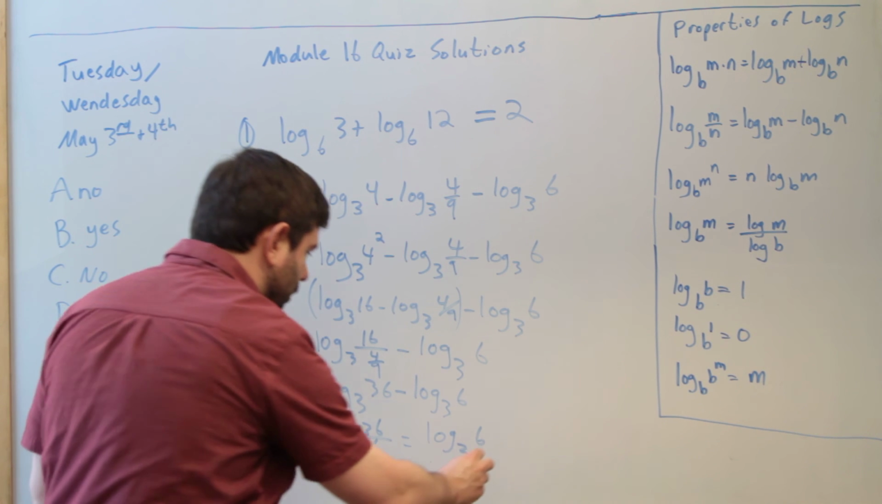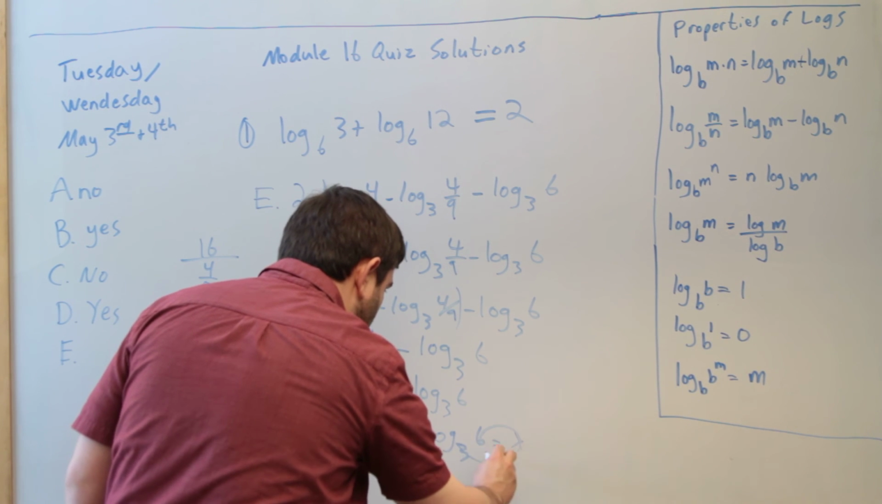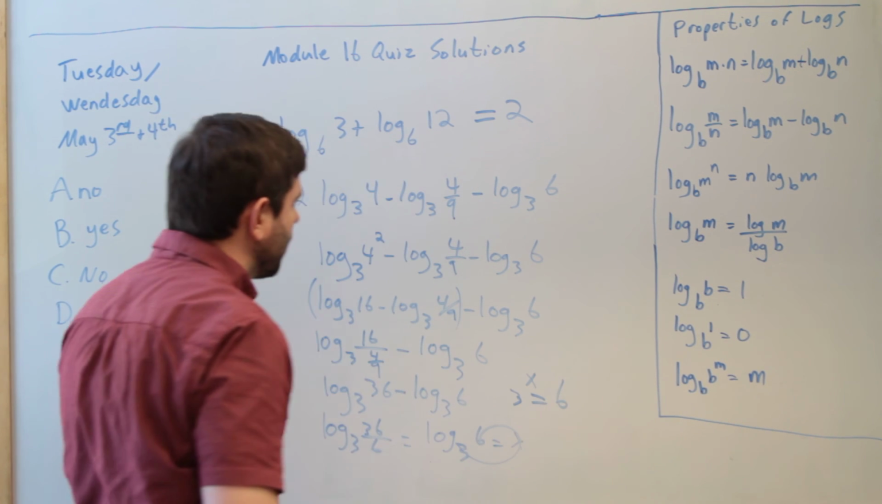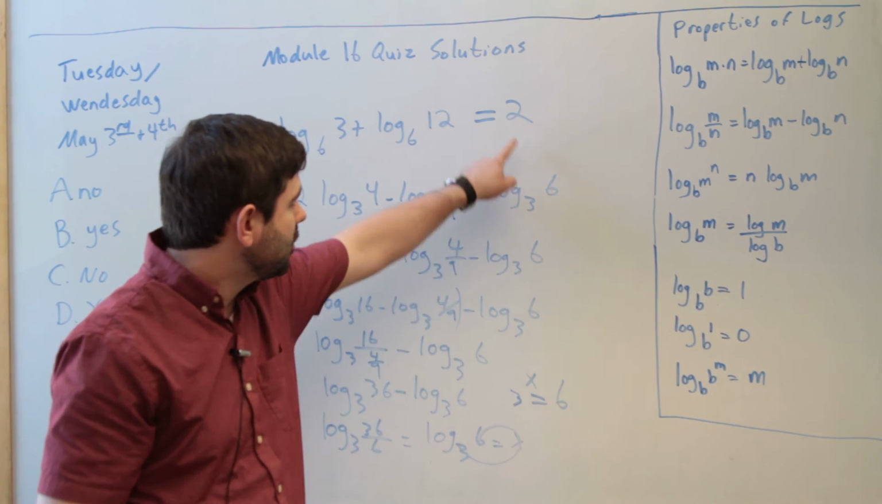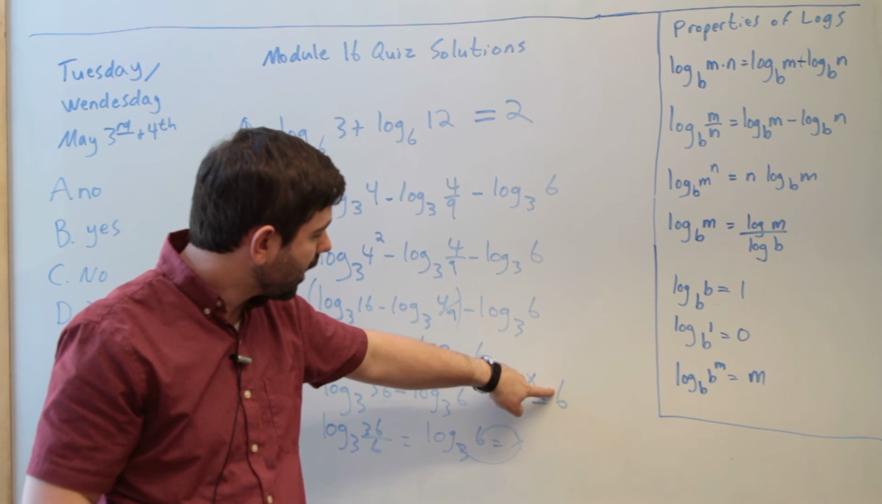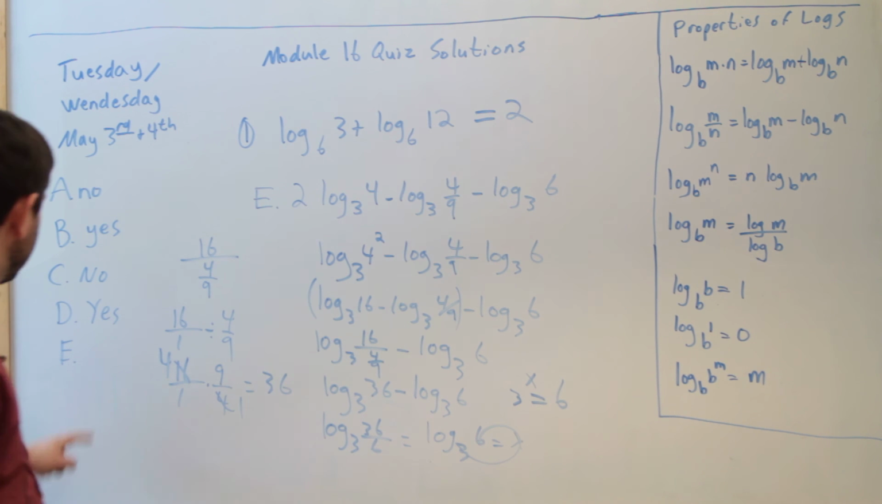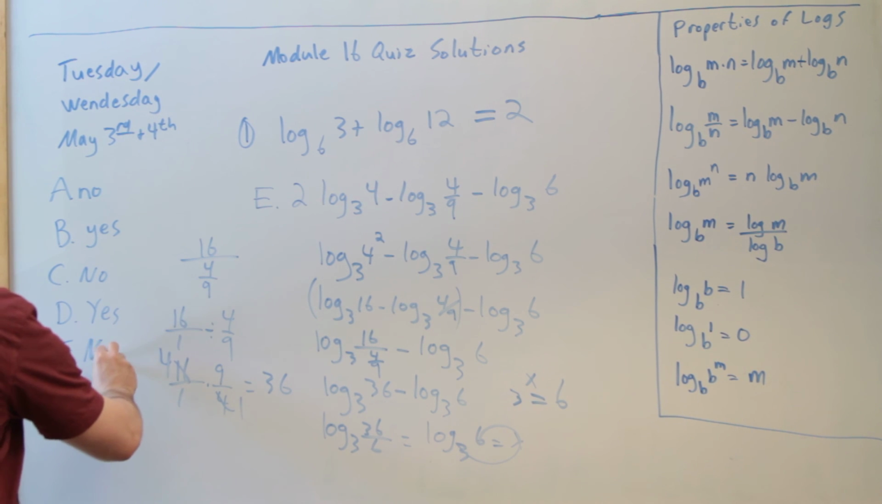If we set this equal to x, spiral it out: 3 to the power of x equals 6. We want to know, will x be 2? Well, 3 squared is 9. 3 squared is not 6. So the answer for E is no.